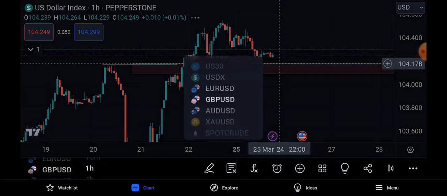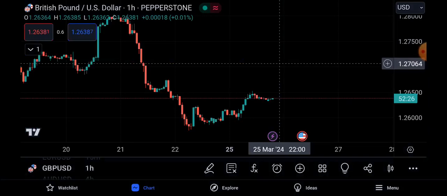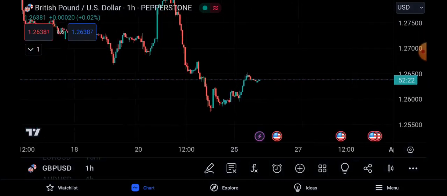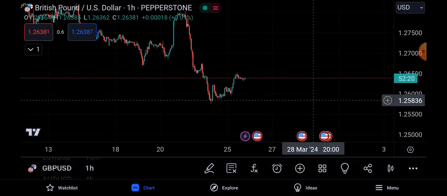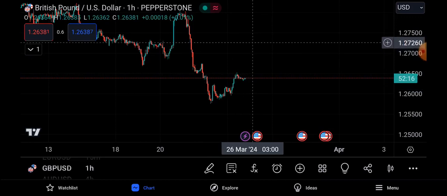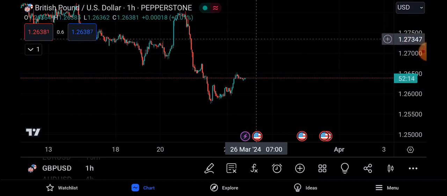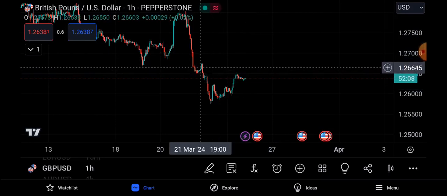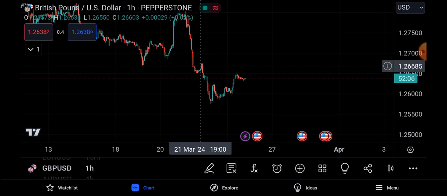I'm going to go to the GU because I did have an entry on GU. If you remember yesterday, I said I wanted to see GU come in maybe as high as that, but we could also, just like I said with DXY, find a reversal between this order block right here.